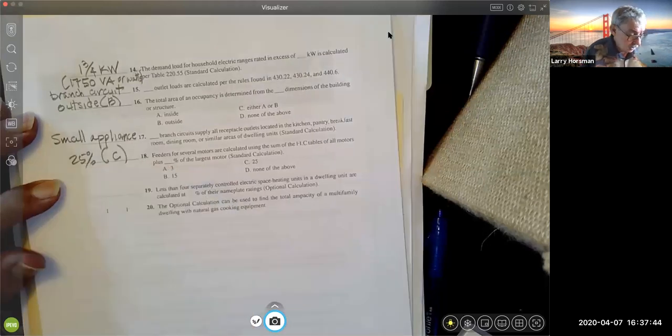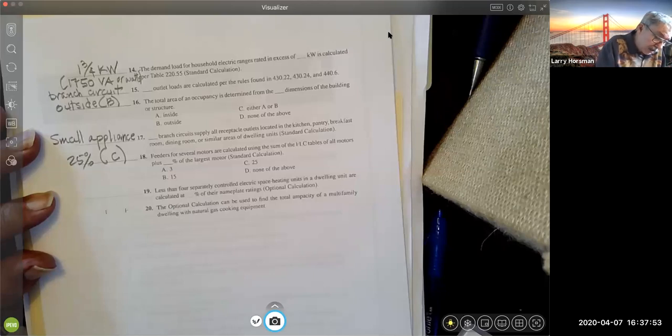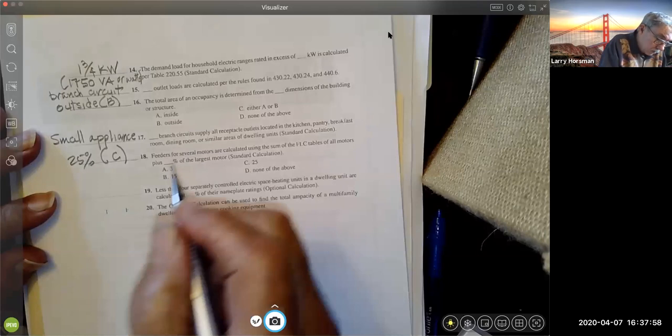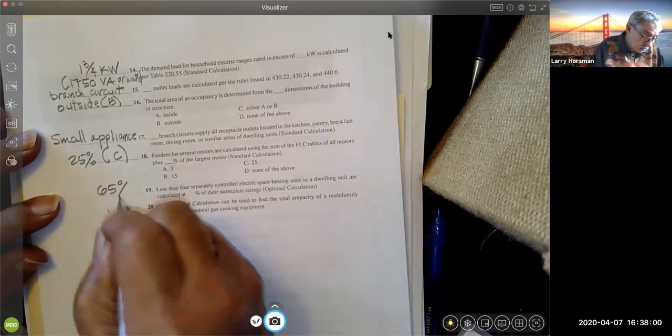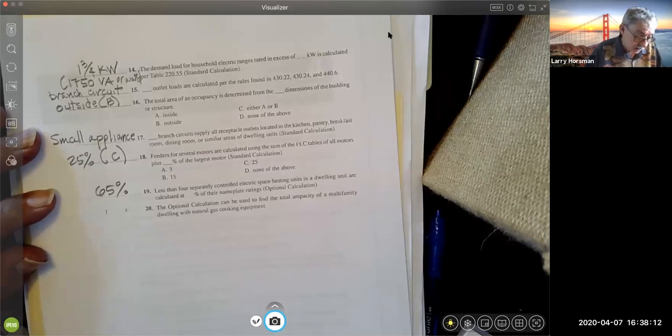19. Less than 4 separately controlled electric space heating units in a dwelling unit are calculated at 65% of their nameplate ratings. And 20. The optional calculation can be used to find the total ampacity of a multifamily dwelling with natural gas cooking equipment. And that is false.